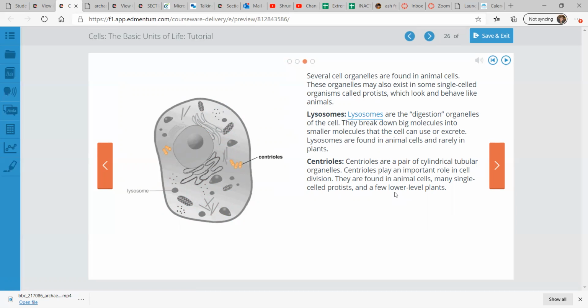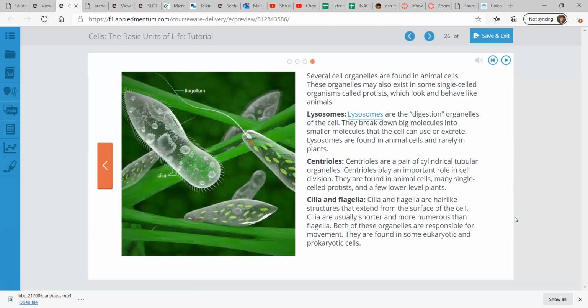Centrioles are a pair of cylindrical tubular organelles, and centrioles play an important role when cells are dividing. They are found in animal cells, single-celled protists, and a few lower-level plants. And then we have cilia and flagella. Cilia and flagella are hair-like structures that extend from the surface of the cell. So you can see the little tiny hairs here.